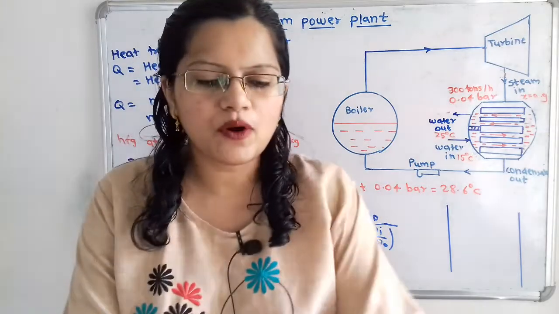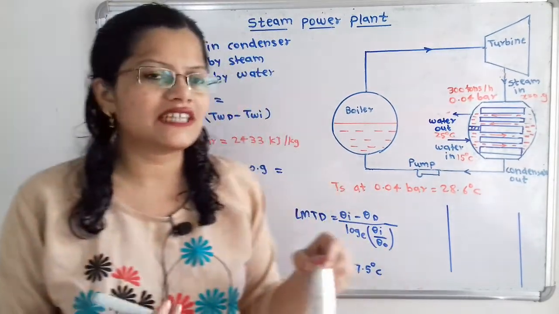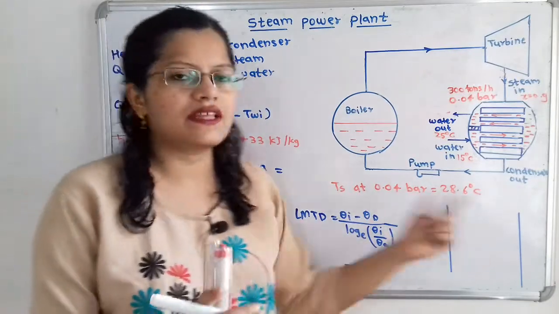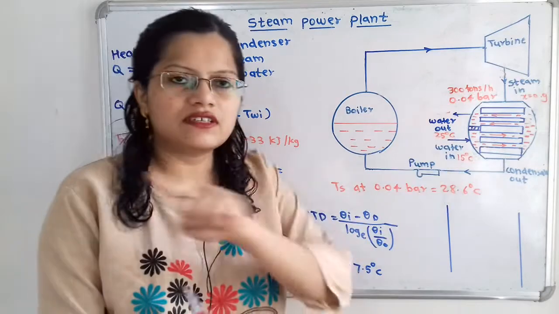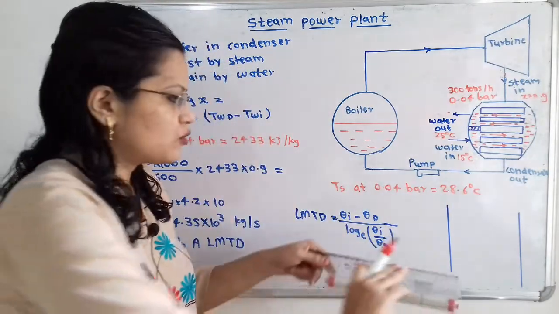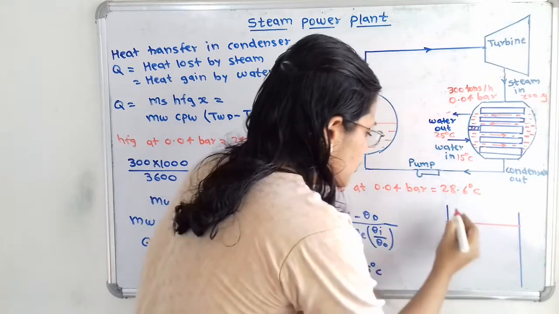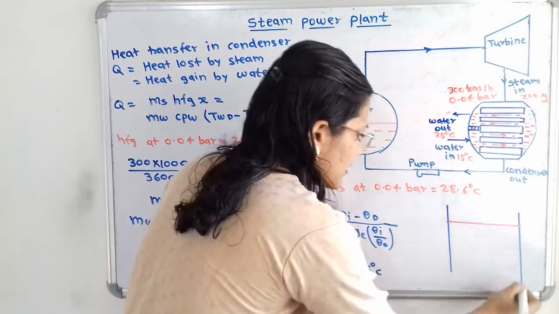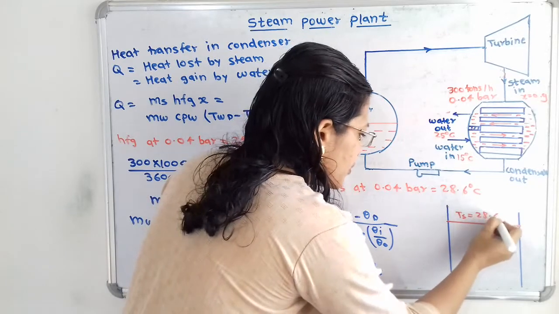So we have to plot the diagram here. Now we will understand how to find the LMTD with the help of the diagram. From inlet to outlet of the condenser, this temperature will remain the same. So I will plot here the temperature of steam, that is Ts. This is the line for inlet, and here is the line for outlet. So Ts is equal to 28.6.